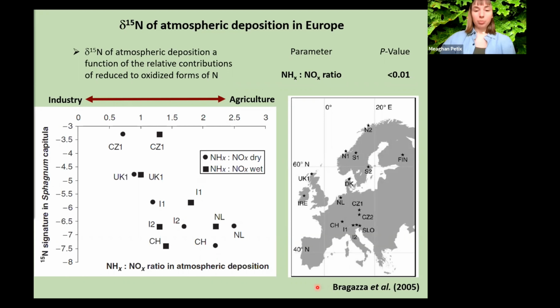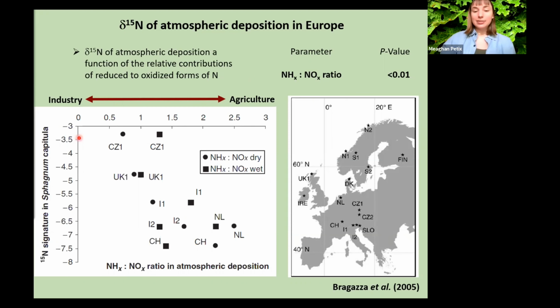This figure here is from Bragaza et al. 2005, and it's showing the delta 15N of sphagnum peat moss along the y-axis, and along the x-axis is the NHx to NOx ratio in atmospheric deposition, which is the ratio of reduced to oxidized nitrogen compounds in both dry and wet deposition. So sphagnum plants had delta 15N signatures ranging from about -8 to -3 per mil.